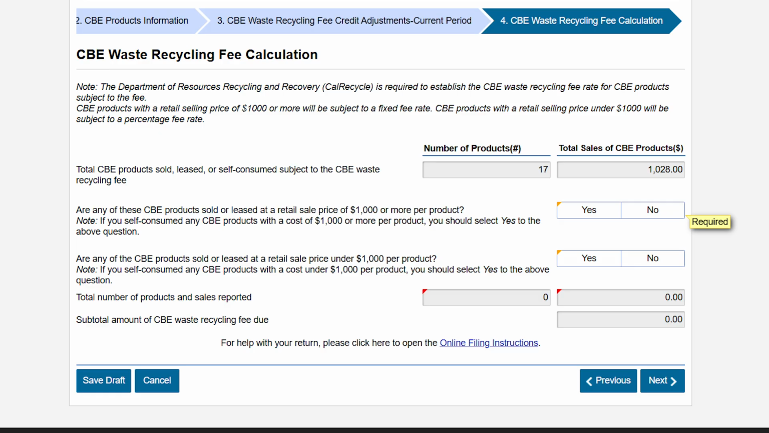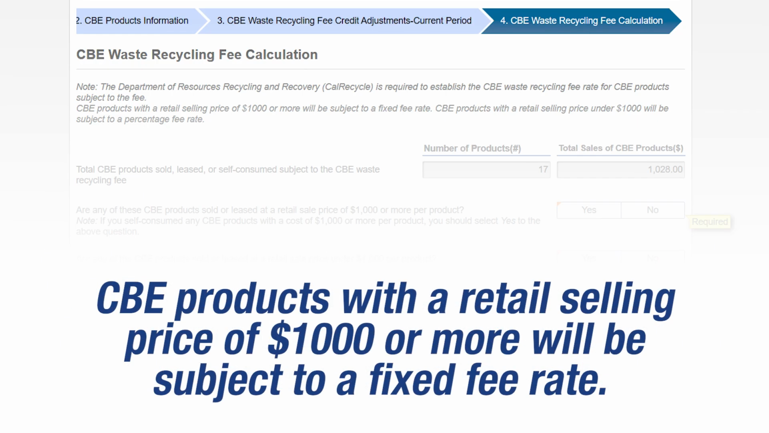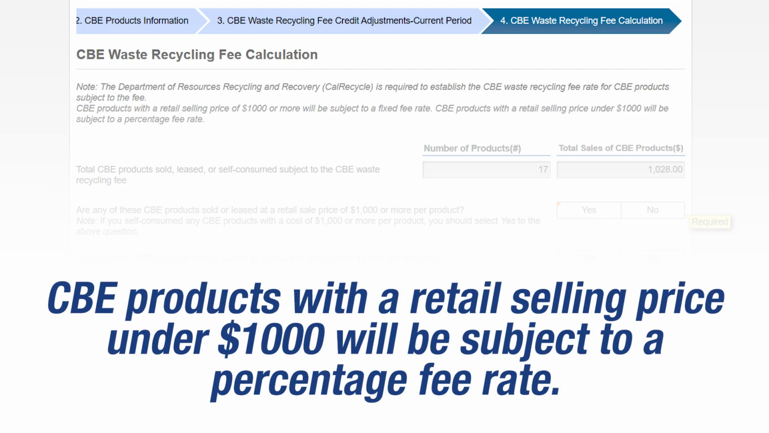On this page, the total number of CBE products sold, leased, or self-consumed, subject to the CBE Waste Recycling Fee, is automatically populated based on your previous responses. The Department of Resources Recycling and Recovery, CalRecycle, is required to establish the CBE Waste Recycling Fee rate for CBE products subject to the fee. Currently, CBE products with a retail selling price of $1,000 or more will be subject to a fixed fee rate, and CBE products with a retail selling price under $1,000 will be subject to a percentage fee rate.